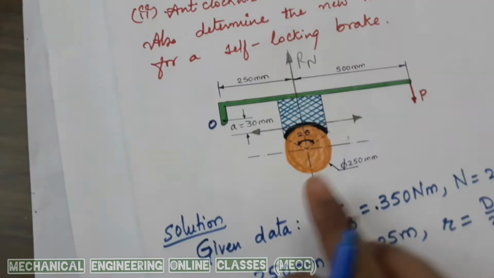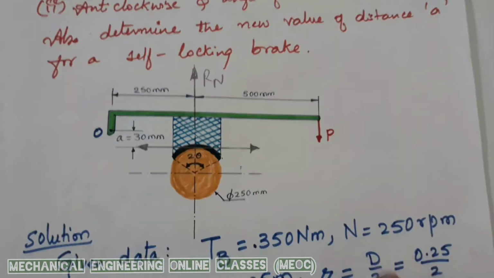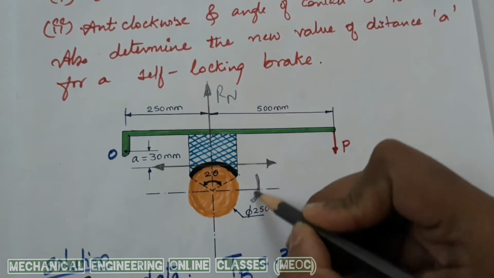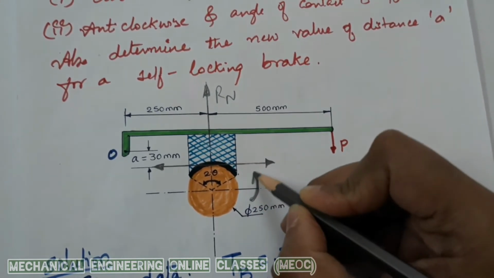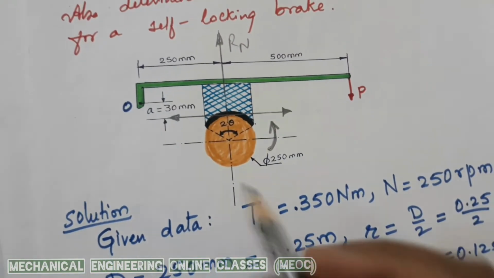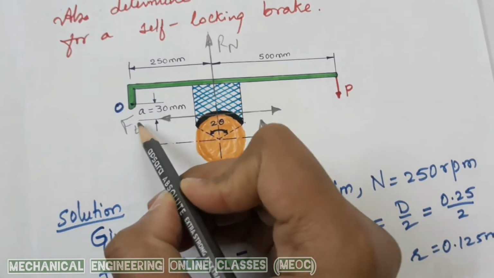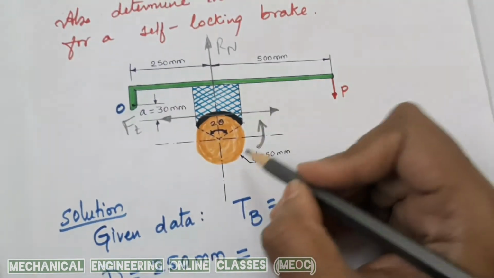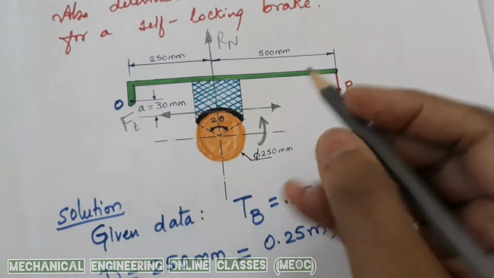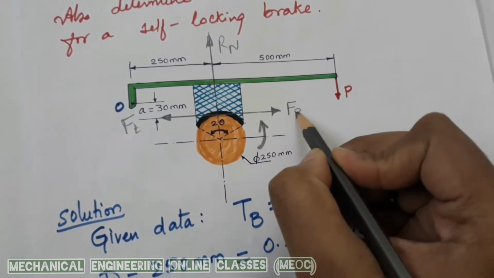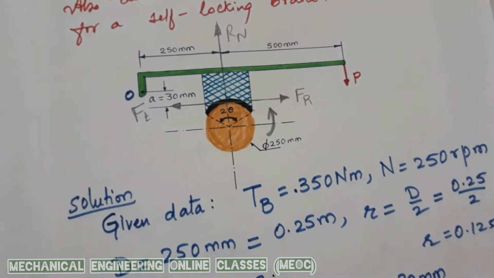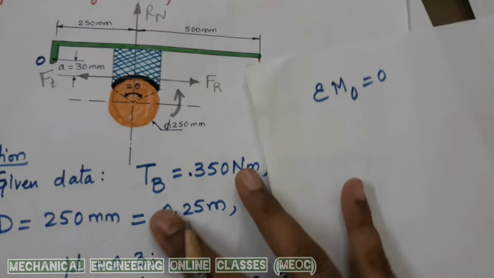So in this particular question, for the given case of the drum rotating anti-clockwise, the tangential force will be acting leftward, because the drum is rotating in anti-clockwise direction. The tangential force will be leftward, and the frictional resistance will be rightward. So now let us take the sum of moment of all these forces about O.